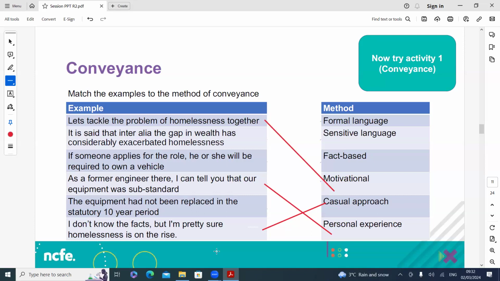Fact-based. So fact-based is the equipment had been placed in the statutory 10-year period. Good. And a big clue there for us is the 10-year period. So if anything's got something that can be measured, a statistical amount, a percentage, or a 10-year period, then it's fact-based. We could go away and check that fact. It's verifiable. Okay. So formal language, which one uses formal language? We've just got this one and this one left. These two.